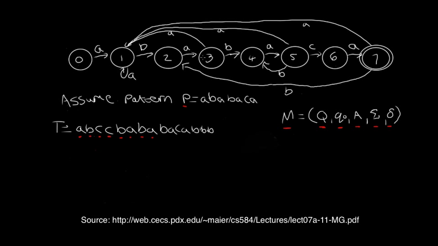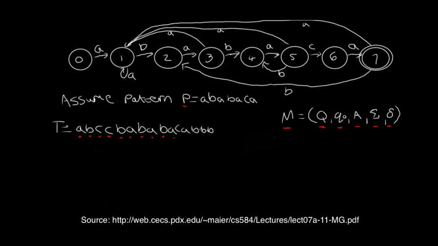Now at state 3, if we read in an A, then we move back to state 1, and if we read in a B, given here, we continue forward to state 4. At state 4, we read an A, which allows us to transition to state 5. Now currently at state 5, we receive a C, which moves us to state 6.